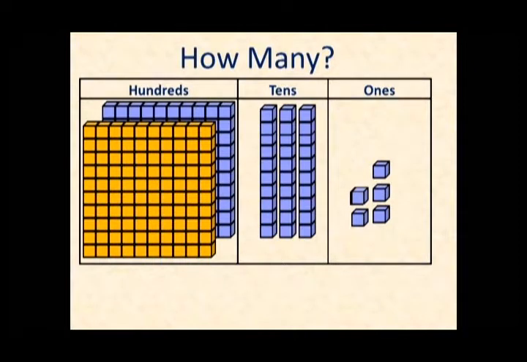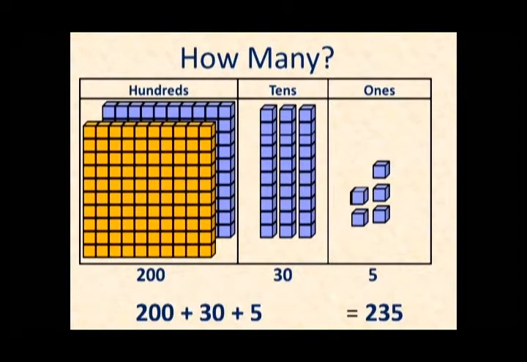We have 2 sets of hundreds, 3 sets of tens, and 5 ones. What is the number? The number is 200, 3 tens, which is 30, and 5 ones. Hence, the total amount would be 235.